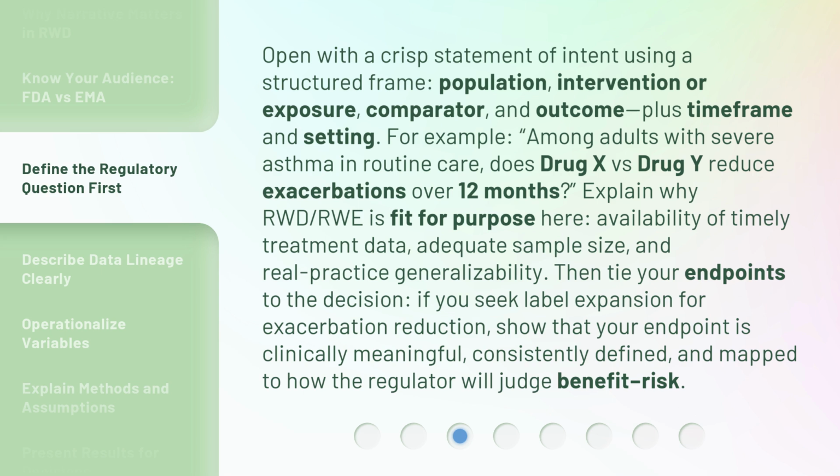Open with a crisp statement of intent using a structured frame: population, intervention or exposure, comparator, and outcome, plus time frame and setting. For example, among adults with severe asthma in routine care, does drug X versus drug Y reduce exacerbations over 12 months? Explain why RWD/RWE is fit for purpose here. Availability of timely treatment data, adequate sample size, and real practice generalizability.